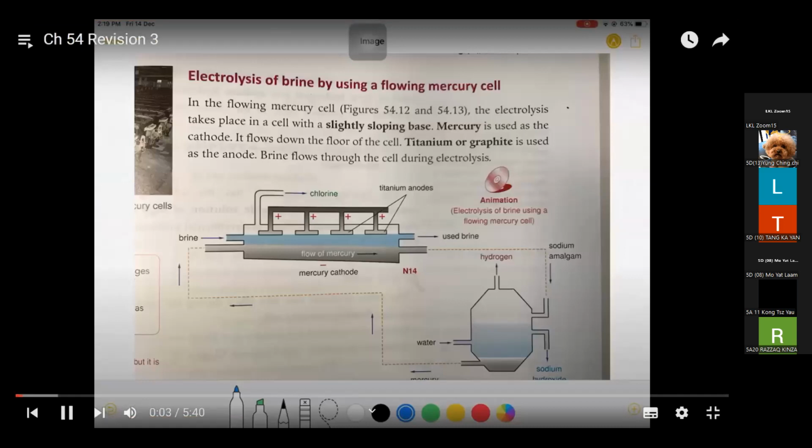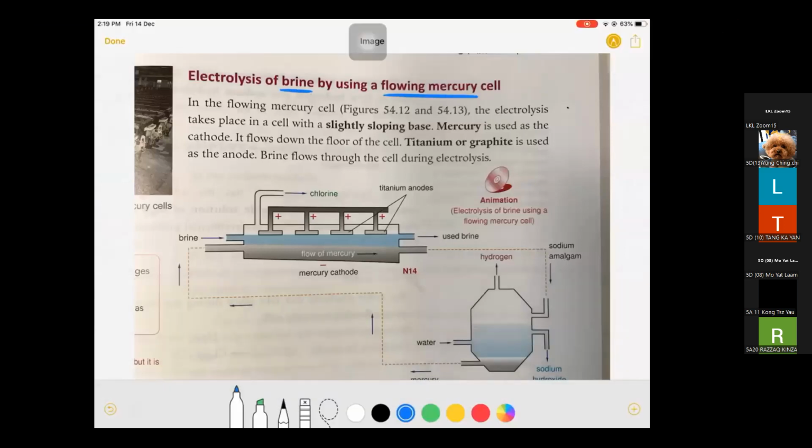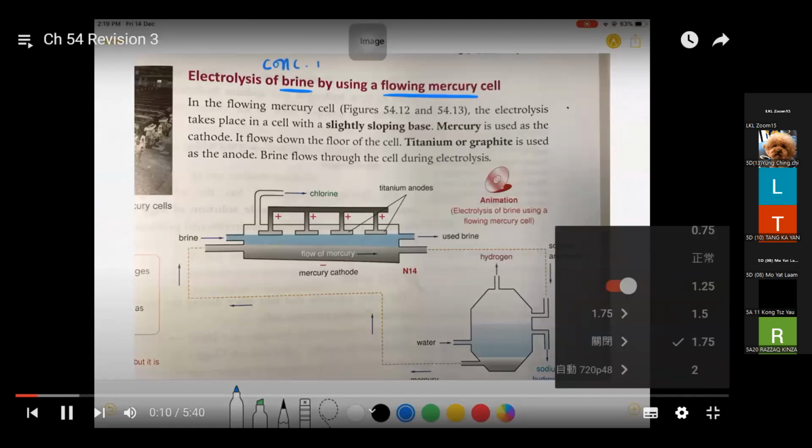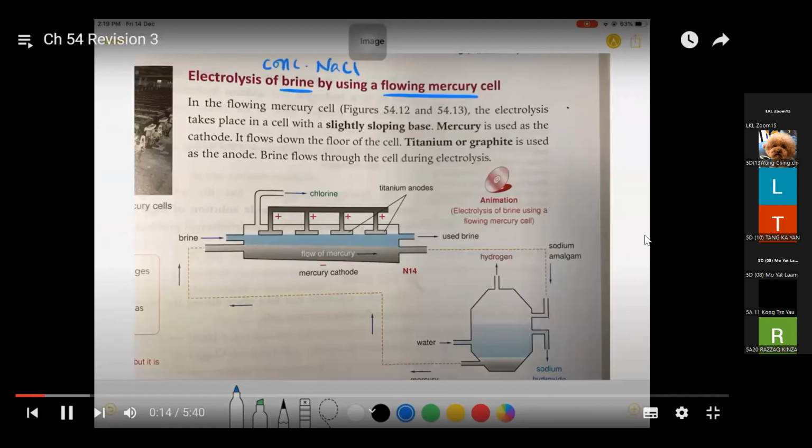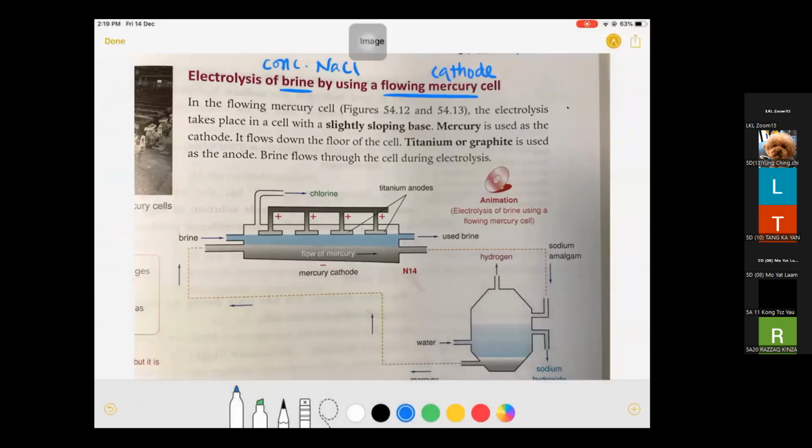Another source of hydrogen, electrolysis of brine solution using a flowing mercury cell. Brine solution is concentrated sodium chloride solution. Everybody please copy this down. And the mercury is the cathode. Mercury is the cathode, copy this down. You know mercury is a liquid metal, therefore it is at the bottom of the container, and then there is a flow of mercury flowing in and then flowing out and then going back. Okay, this is the mercury cathode.